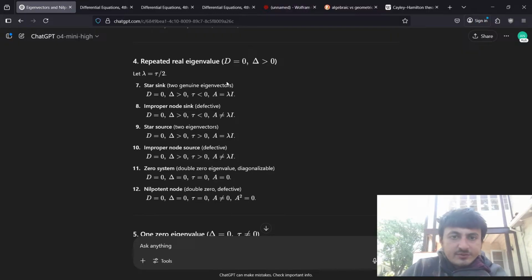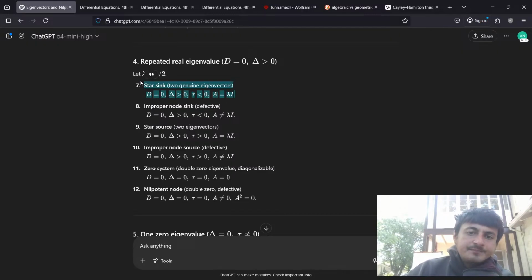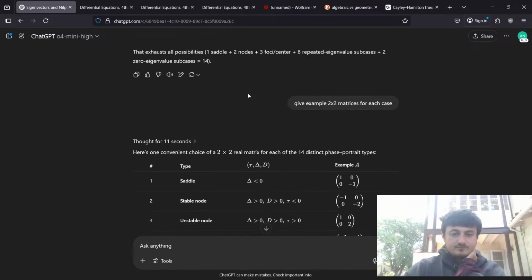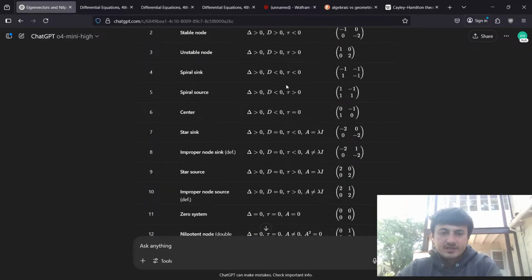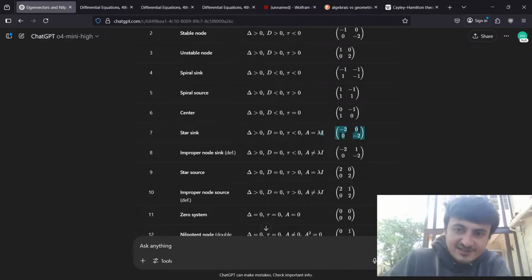So why does this mean that we have 2 genuine eigenvectors for repeated roots? So this would be like, oh, this is a star sink. This is like a diagonal. This is like a scalar multiple. Okay, yeah. So we got the star sink. So this is like every vector is an eigenvector, right? So wait, let's go to star sink. Yeah, so that's what I was saying.